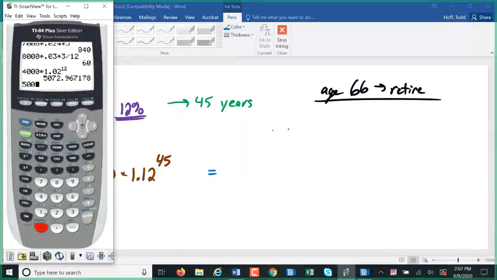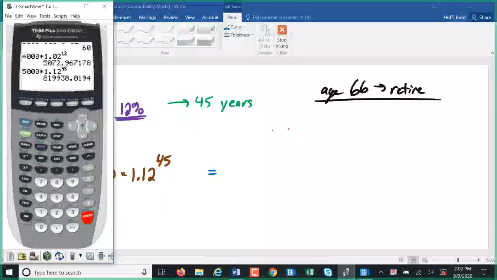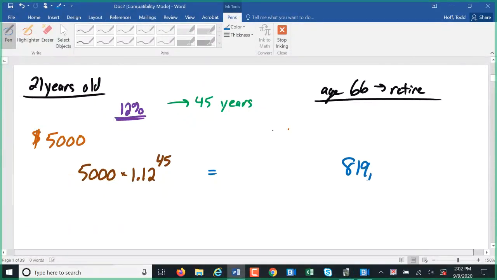Now, before this comes up, anybody want to take a guess as to what this is going to be? This is rather an impressive number. $819,938. At 21, a $5,000 investment, if you invest it well, could be over $750,000. Could be over $800,000. That's pretty impressive. That's at age 21.